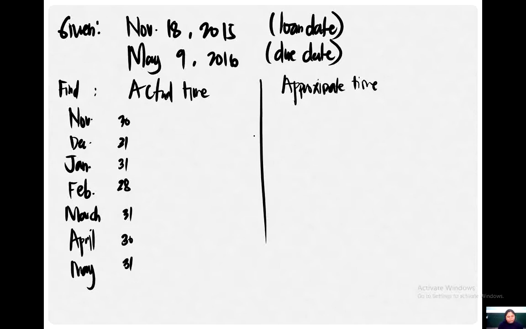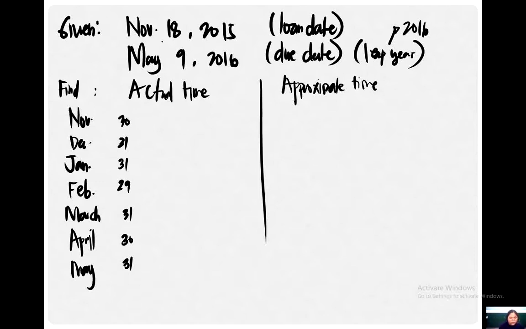So again, class, let's go back to our given. We're asked to find the duration, or the number of loan days, from 2015 to 2016. As you can see here, class, 2016 is a leap year. So February is composed of 29 days. Take note of that. Every 4 years, there is a leap year.